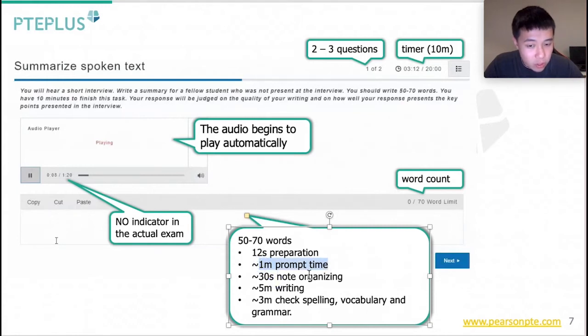So after the question prompt, we're going to be spending around 30 seconds going through and organizing our notes, and then we're going to spend some time writing the actual summary, and then afterwards it's very important to check your spelling, vocabulary, and grammar. Because in reality, those three things are actually making a huge difference between a good SST and a bad SST, regardless of how much content you've actually picked up.